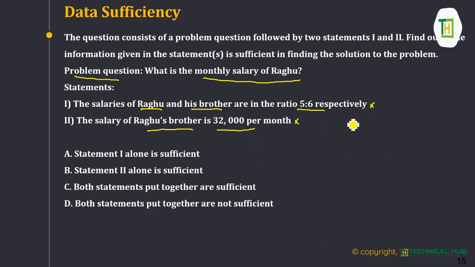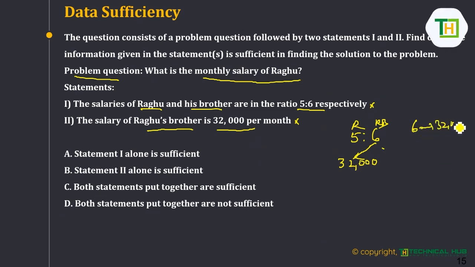Now check both statements combined. Will you get the answer or not? The first statement gives the ratio 5:6, and the second statement gives the monthly salary of only Raghu's brother. This is Raghu and this is Raghu's brother. Raghu's brother's monthly salary is 32,000, which is 6 parts. So find 1 part from the 32,000, and then find the 5 parts, which means Raghu's monthly salary is 5 parts.